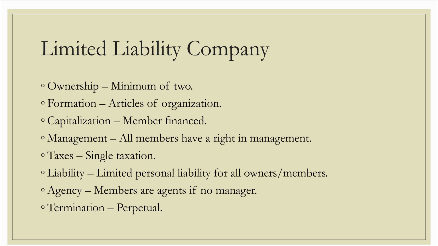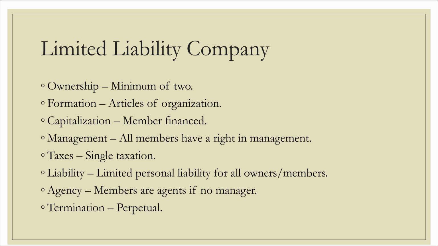So a limited liability company must have at least two members in order to form a limited liability company. The company must file an articles of incorporation. Capitalization comes from member contributions, and all members have a right in management. The limited liability company's income is taxed once at the income tax rate of the individual members. Each member has limited personal liability, and if there is no designated manager, then the members act as agents. And a limited liability company will exist indefinitely until the members decide to dissolve it.